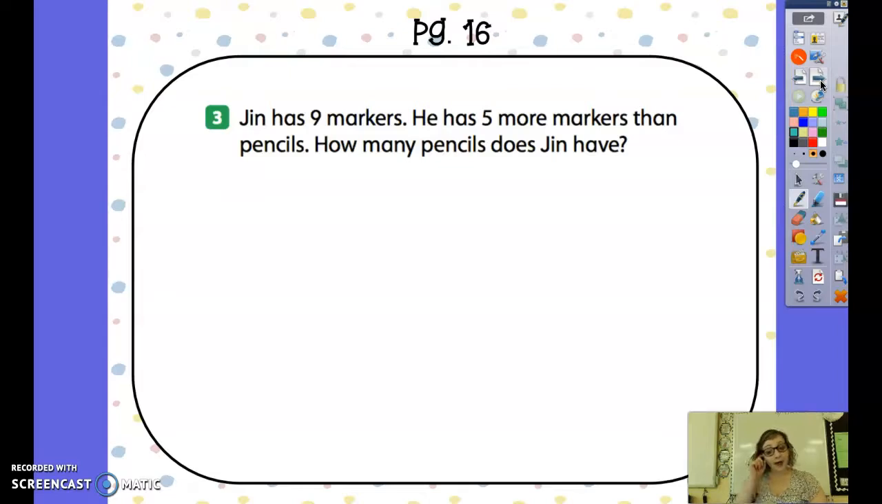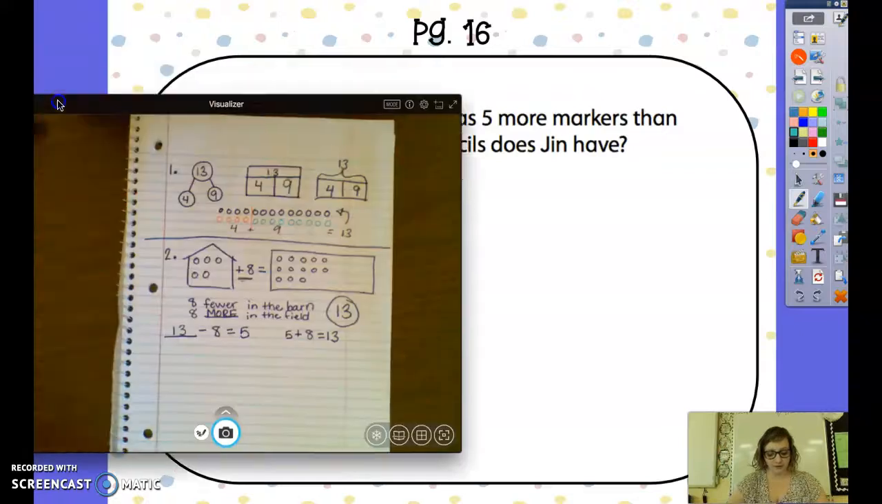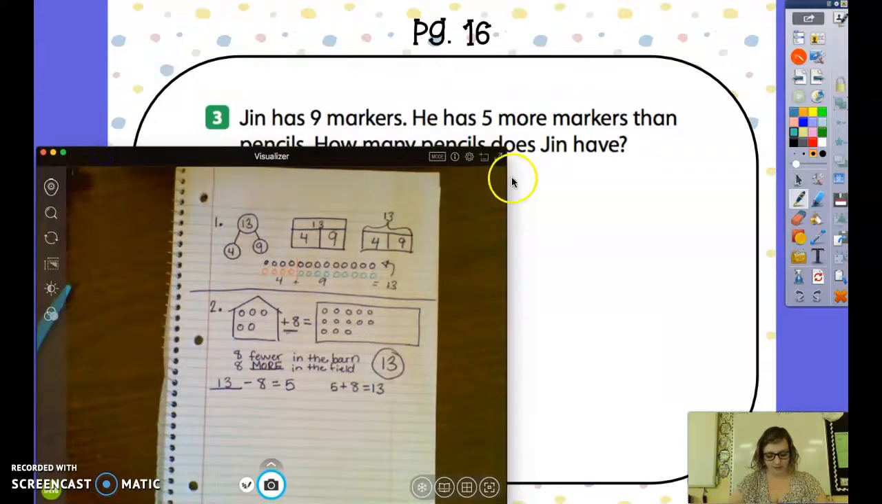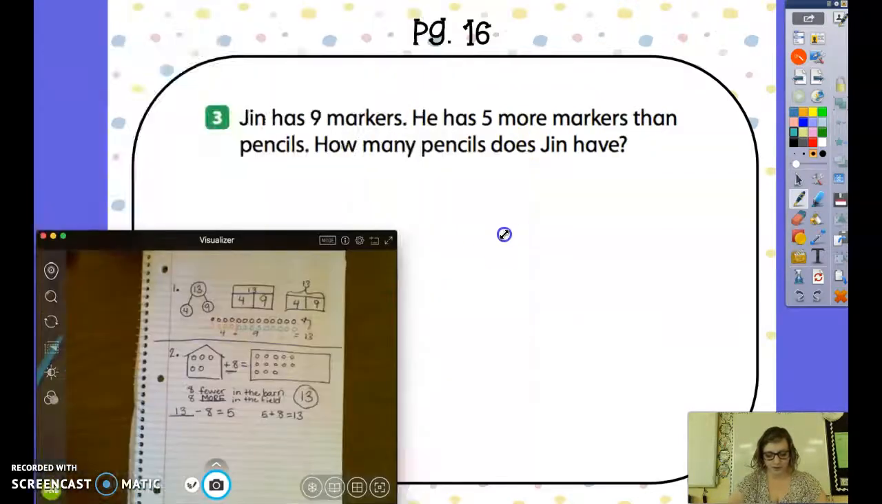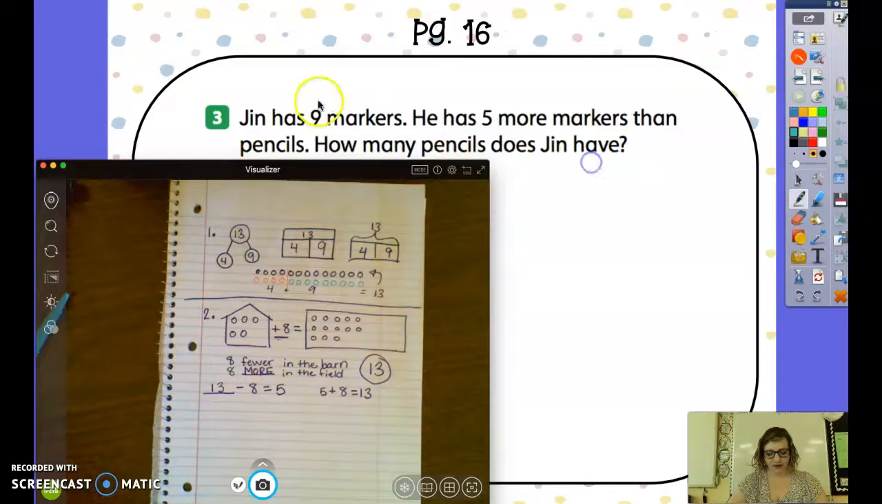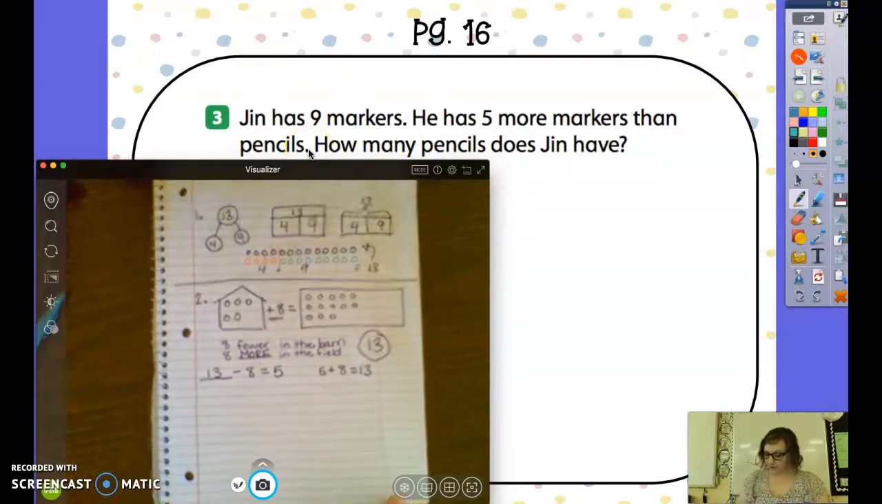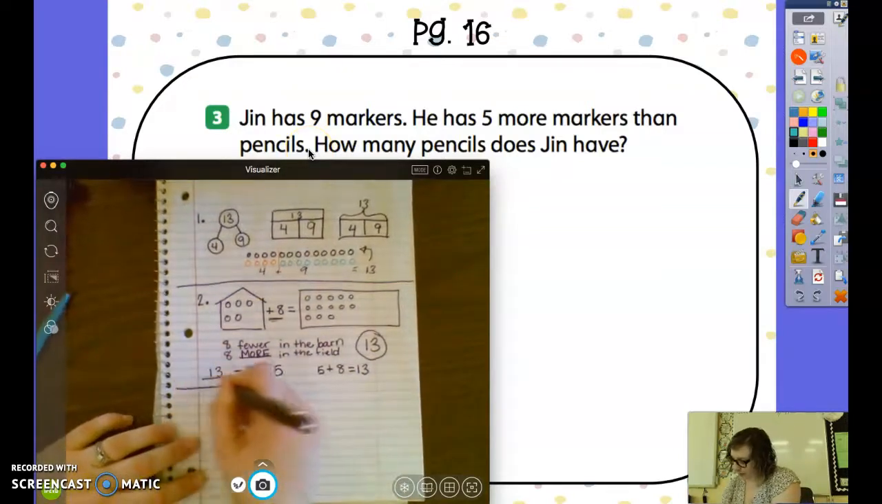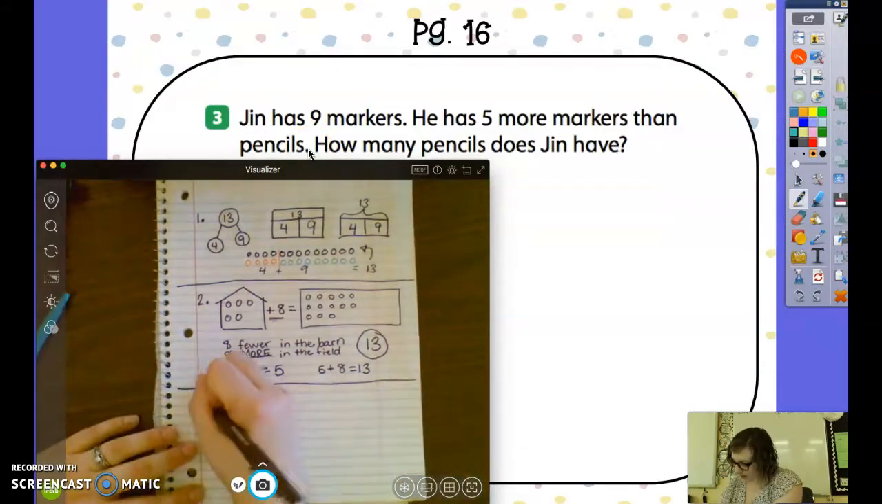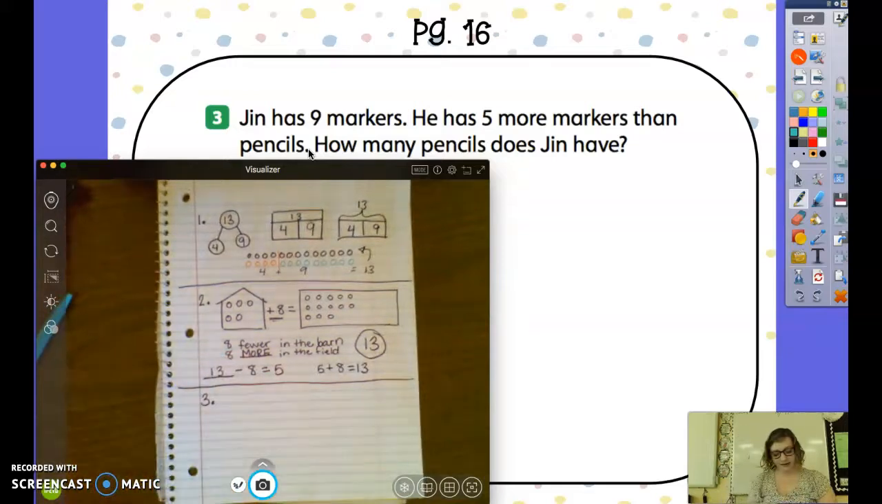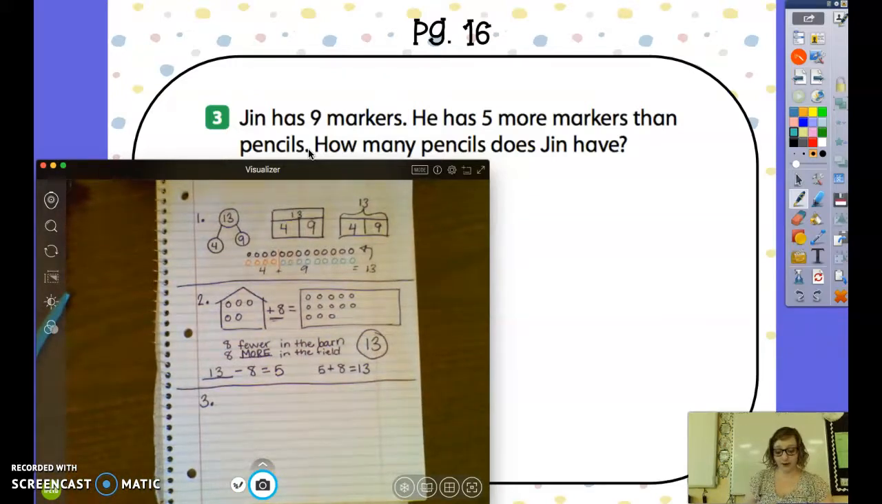All right, welcome back after taking time to solve that problem. I want you to look at how I would solve this problem. So I'm going to pull my paper over here for you to look at. Okay, so I see my problem says Jin has 9 markers. He has 5 more markers than pencils. So how many pencils does he have? So on my scratch paper, I'm going to draw another line, and I'm going to write number 3 because I'm solving number 3 here on this scratch paper.